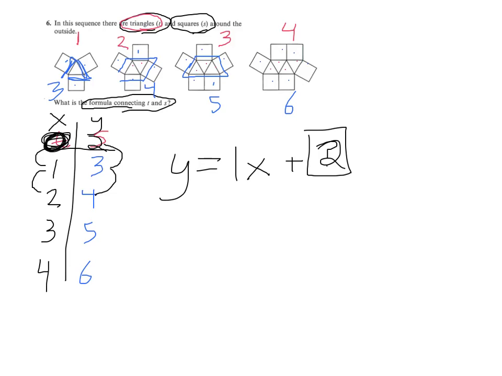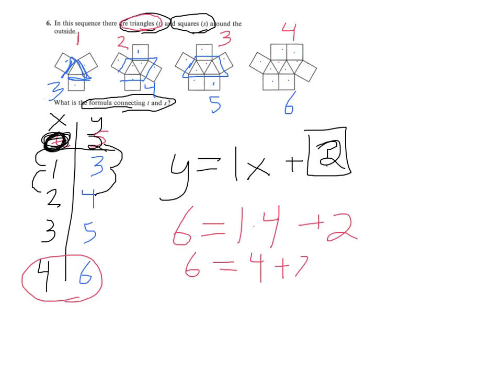Let's double check that. It's always great to double check your work, especially on a test or a quiz. Let's plug this in and see if it works. 6 for y equals 1 times 4 for x plus 2. Well, that's 6 equals 4 plus 2, which is 6 equals 6. So exciting, we've got the formula. You can write it in 2 ways: y equals 1x, which is just x plus 2.